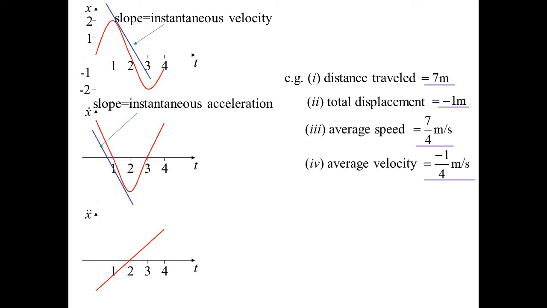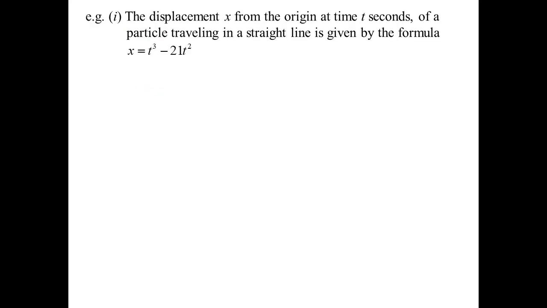So that would be minus a quarter. Displacement x from the origin, time t seconds, and we happen to know the equation for our travel graph. It's x equals t cubed minus 21t squared. Now the beauty of knowing about calculus is we don't necessarily have to draw the graph. We can just use the ideas from calculus to solve problems.